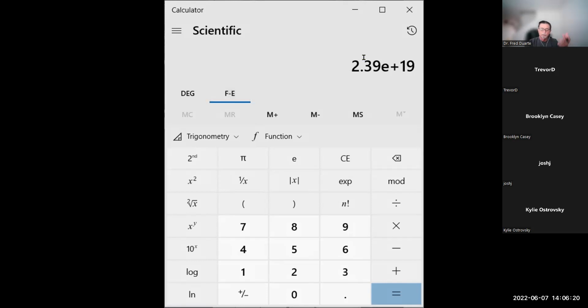Now, the answer is 2.39E plus 19. I need to convert that to correct scientific notation format. So it would be 2.39 times 10 to the 19th. Okay. Put that there. And that is what you input. Oh, 19. It's a big number. Okay.